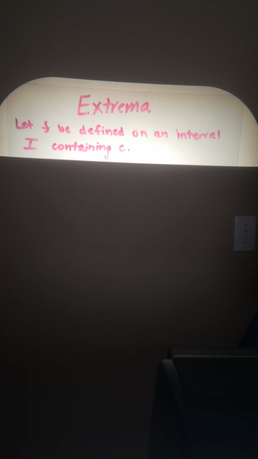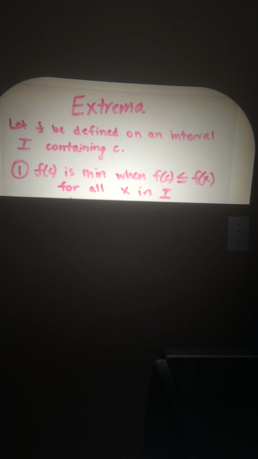Okay, today we're going to be talking about extrema. So first we'll take a look at the definition. If we let f be defined on an interval I containing c, then two things will happen. One, f of c is going to be a minimum when f of c is less than or equal to f of x for all x in the interval I.